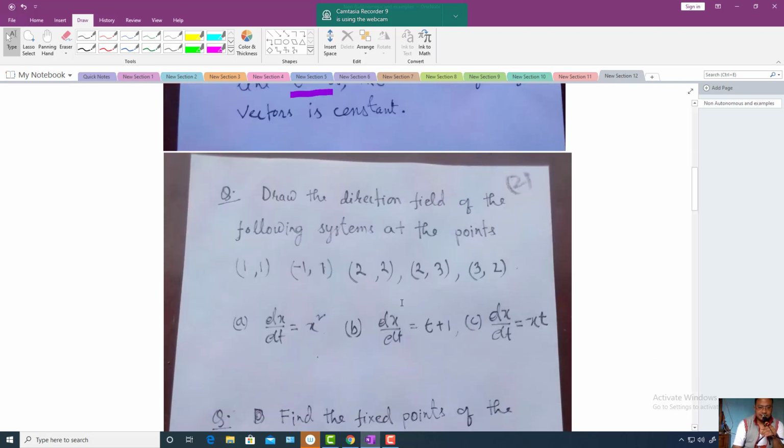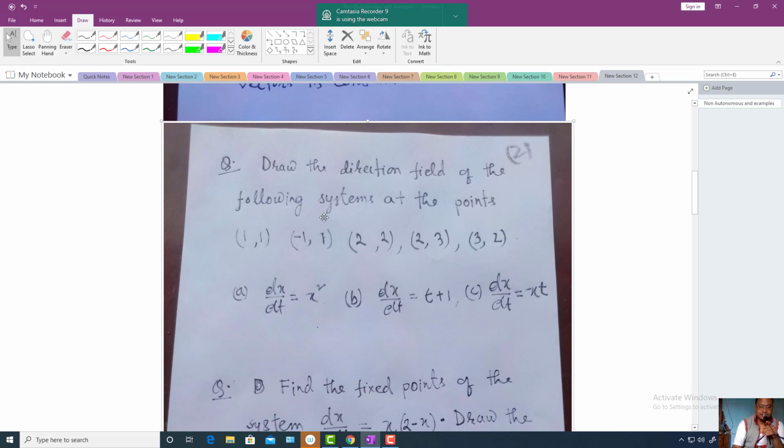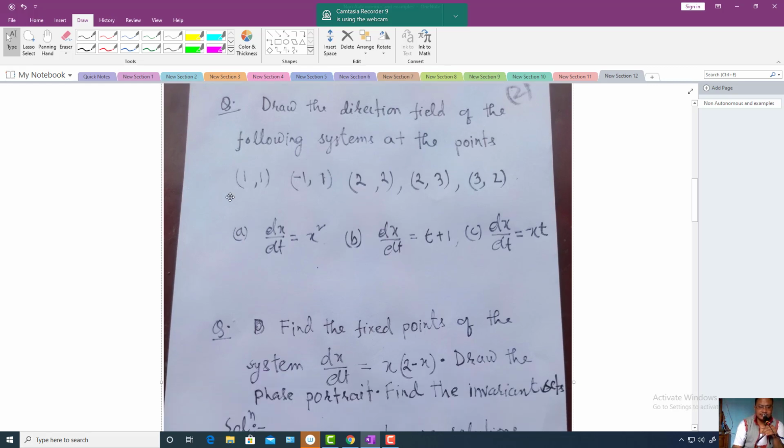And next is an example. Draw the direction field of the following system at a point. This is homework. I am giving you 5 points here. You have to draw the direction field of this system at this point.